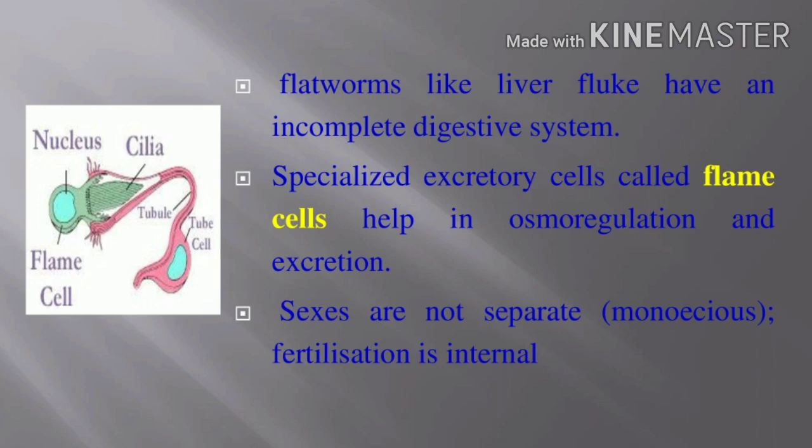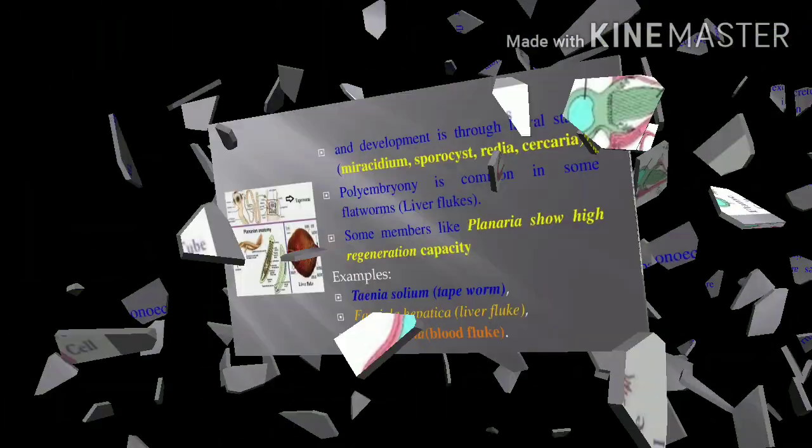What is the specialized cell of Ctenophora? That is colloblast or lasso cells. The lasso cells are helpful in food capturing. In Platyhelminthes the specialized cells are the flame cells. The flame cells are helpful in osmoregulation and excretion.